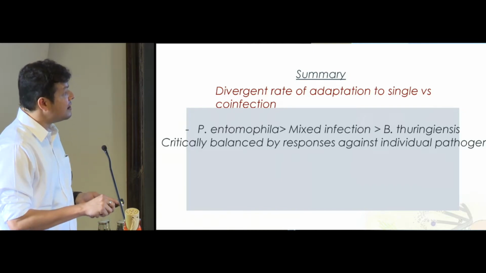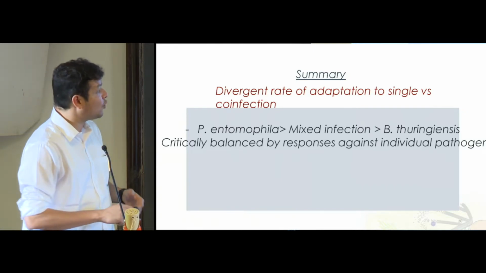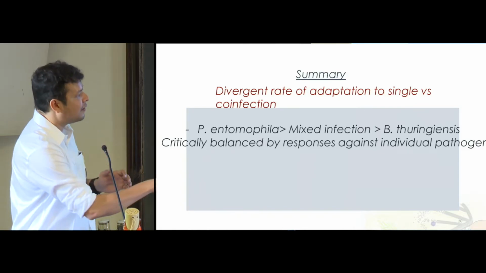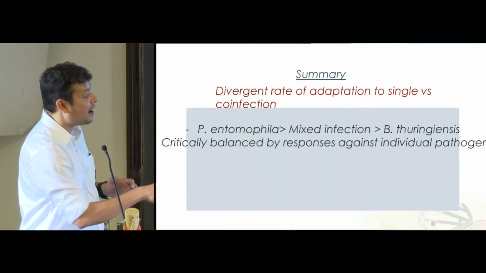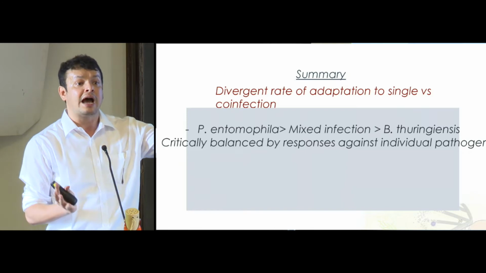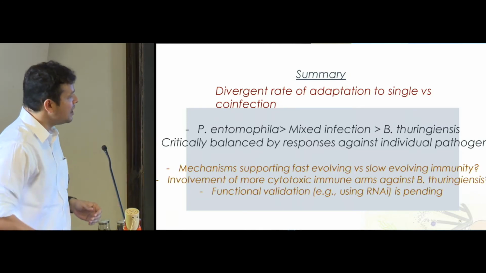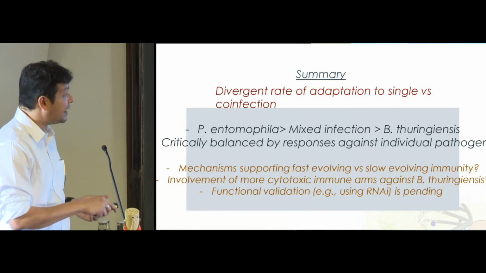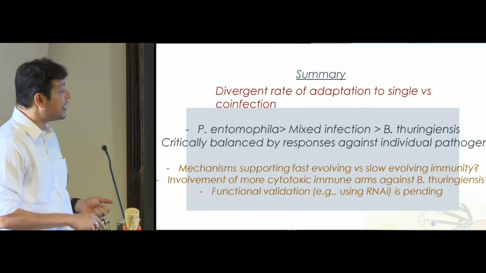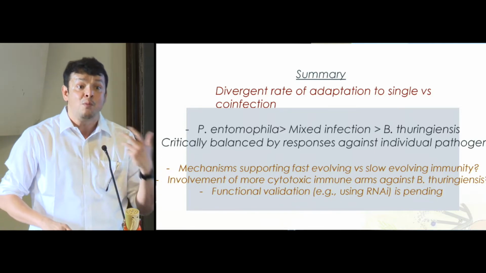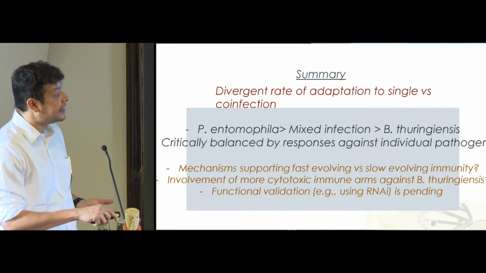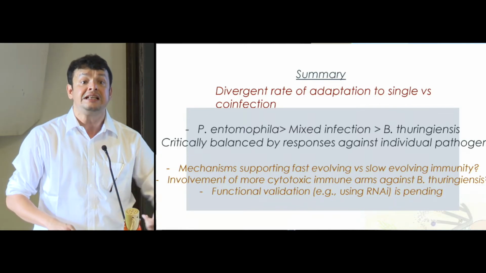And of course, the mixed infection populations have been showing a critically balanced immune response, which is again somewhere in between what they have evolved for the respective individual pathogens, between the Entomophila and BT infections. We are currently working on the mechanism supporting fast evolving versus slow evolving immunity in these populations, and at the same time we're also trying to get more mechanistic support for whether the involvement of more cytotoxic immune arms against BT is constraining its evolution or not.